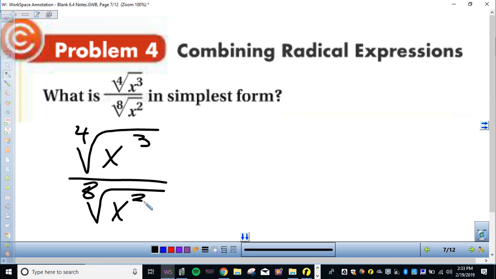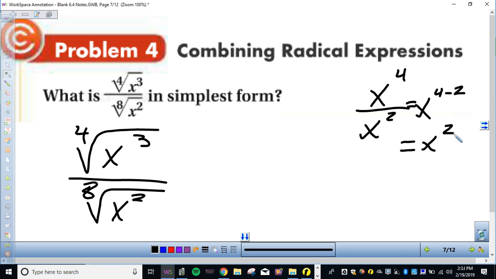So a little reminder on the rules. If I have x to the 4th over x squared, what do I do with those exponents? Subtract them. So this becomes x to the 4 minus 2, or just x squared. We're going to do the same thing on this one, rewrite exponential and then subtract the exponents. So the numerator equals x to the what? 4/3 or 3/4? 3/4.